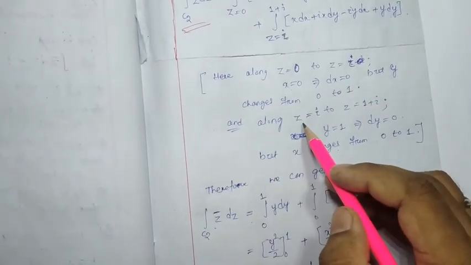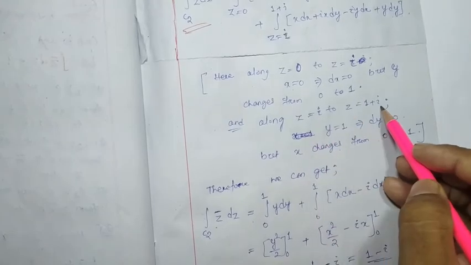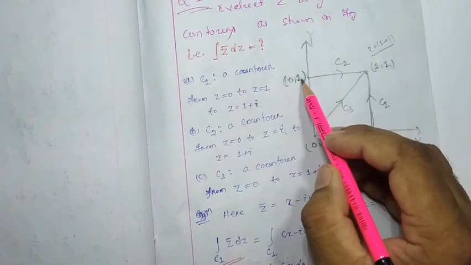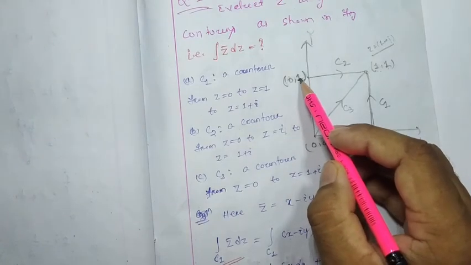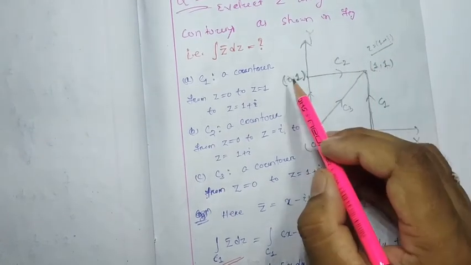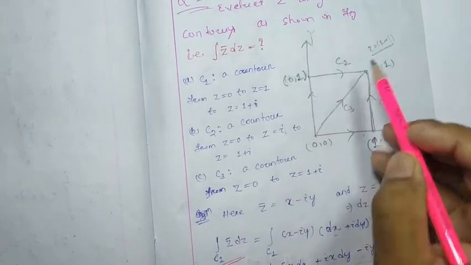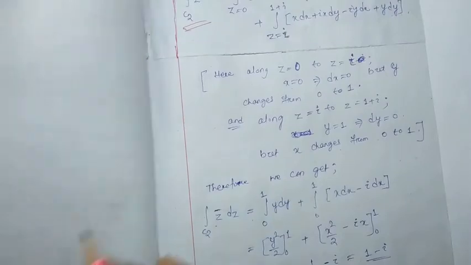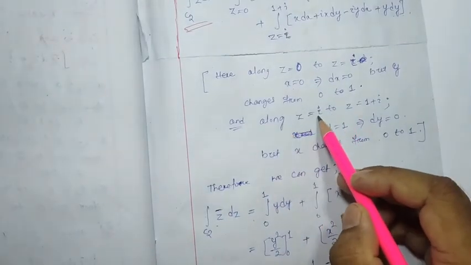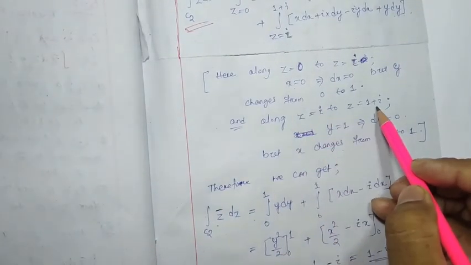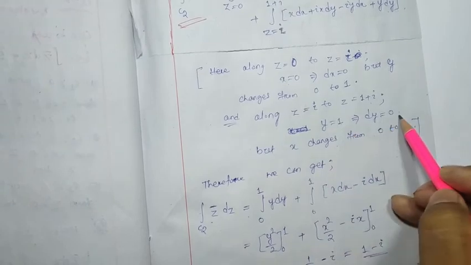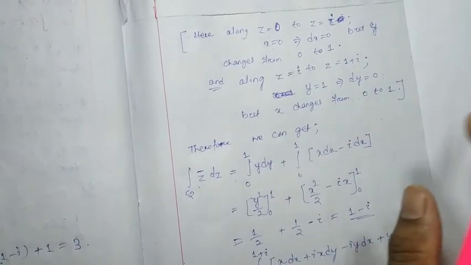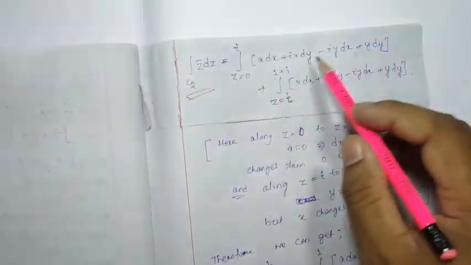And along z equal to i to z equal to 1 plus i, along this path, which one is constant? y is constant, y is 1 here and also 1 there, but x changes from 0 to 1. So since y is constant, dy will be 0. Just we have to substitute this information over here.